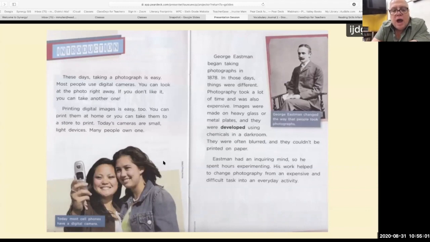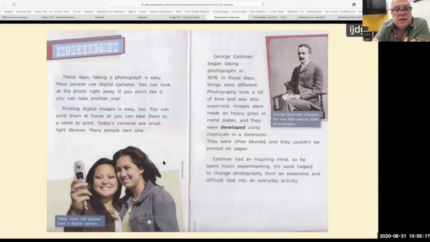Okay, now we come to the body of this book. The body starts with an introduction. For the first part, I'm going to read to you, so follow along with me as I read.